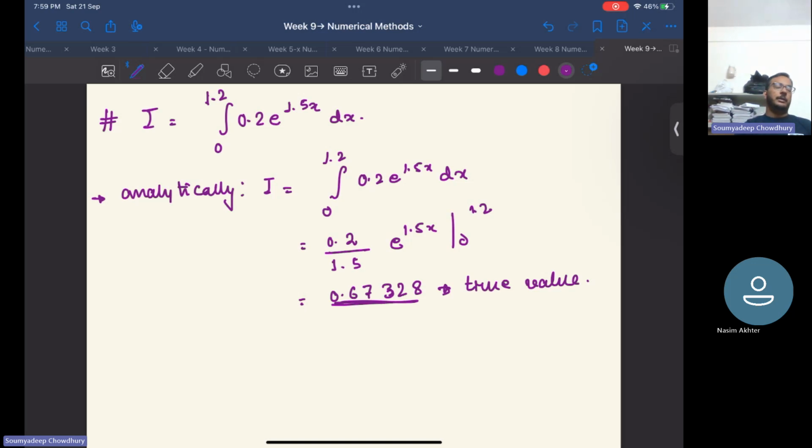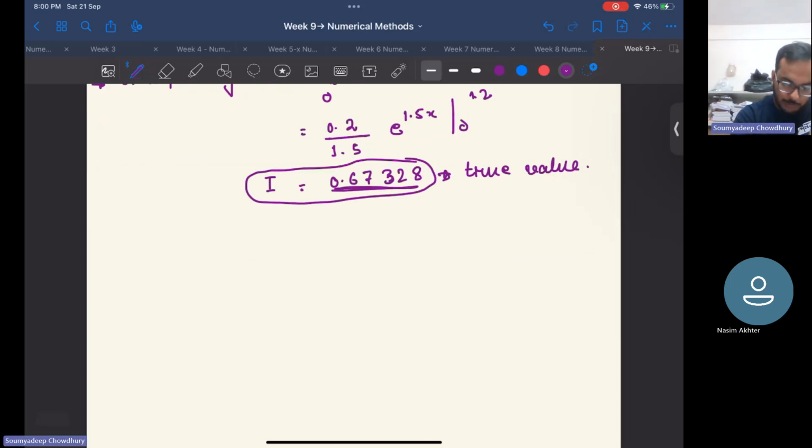So now we will take each rule. We will take first the normal rule and the composite version of that rule, and then we will find out which one is more accurate, with respect to this which we'll consider as the true value.